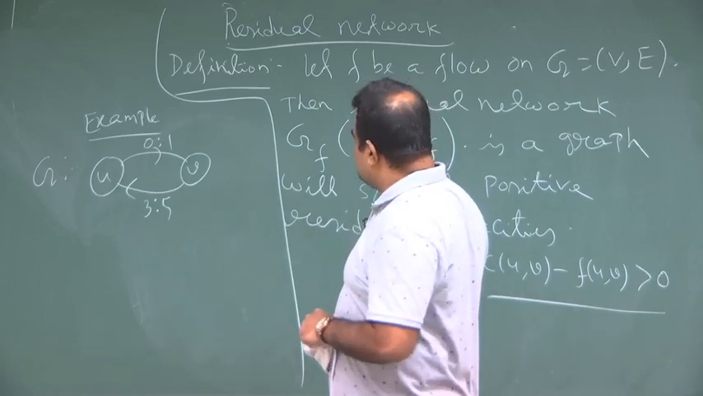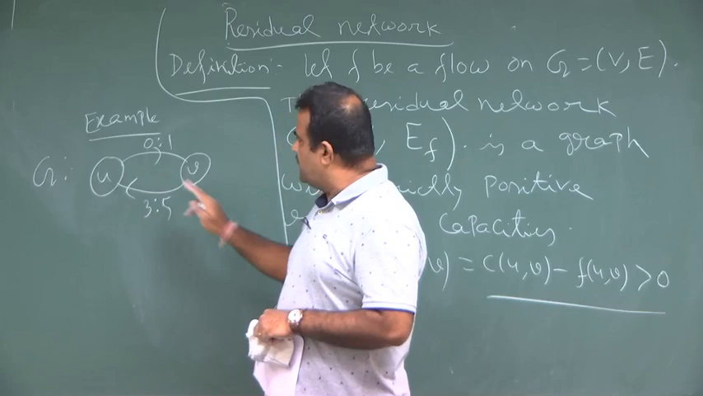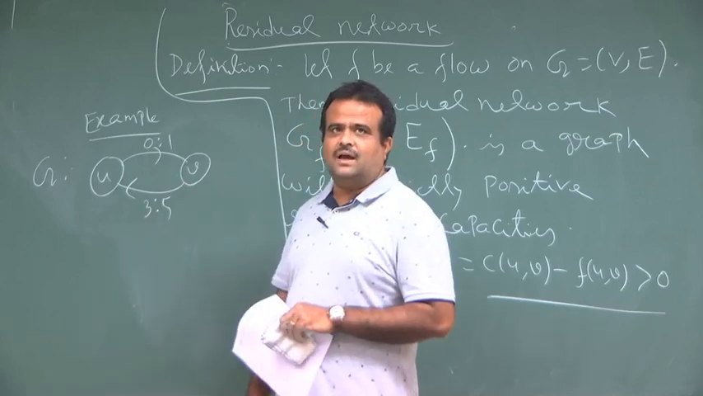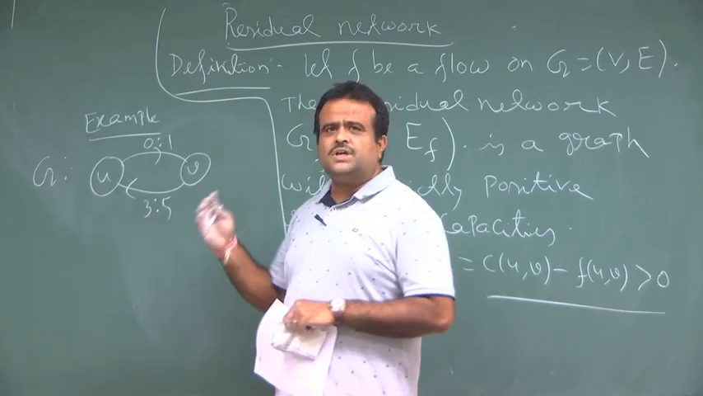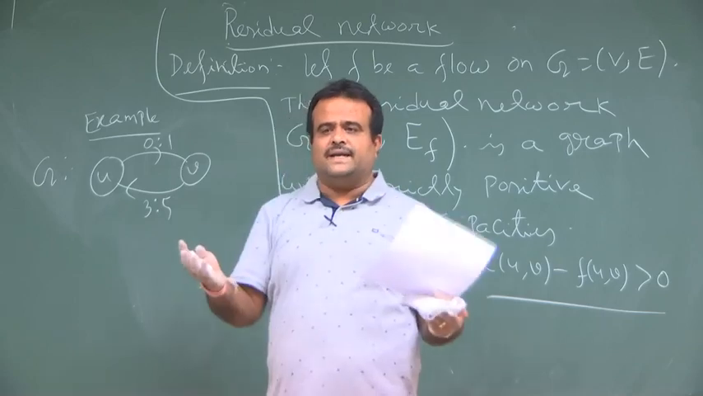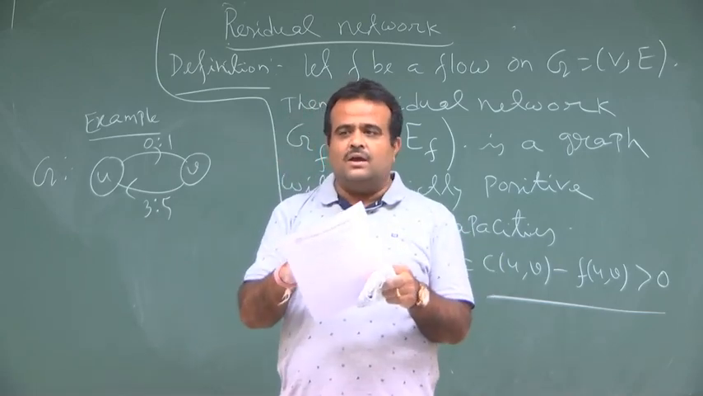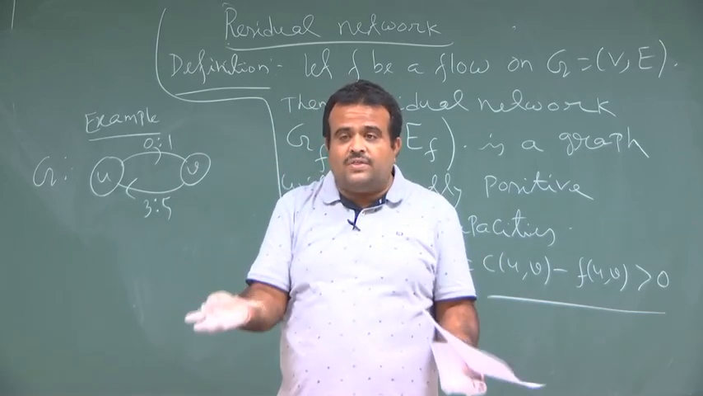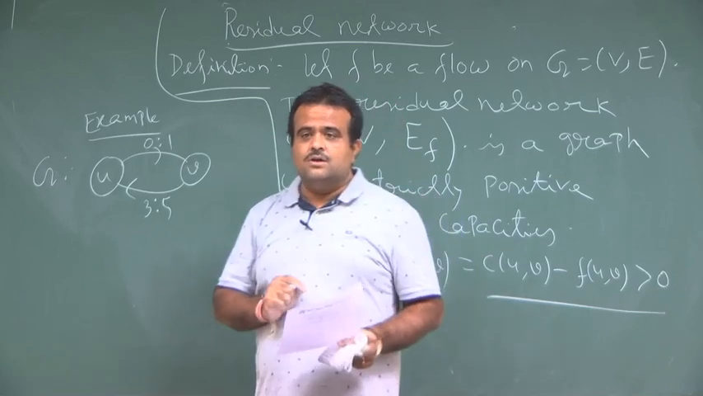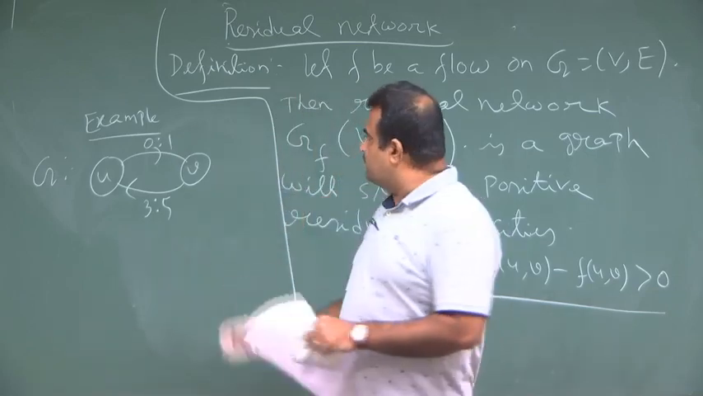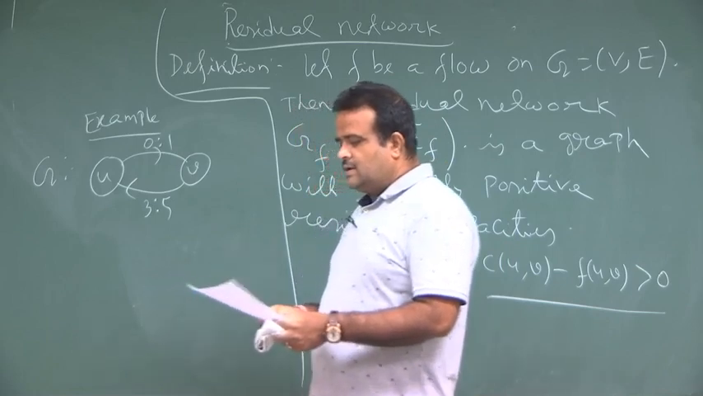Now, in the residual graph we have the same vertices u v, but the only thing we change is the edge. How are we changing the edge? We want to see how much more current we can send, how much more flow we can push on that. So, that is the idea: how much more current we can pass.